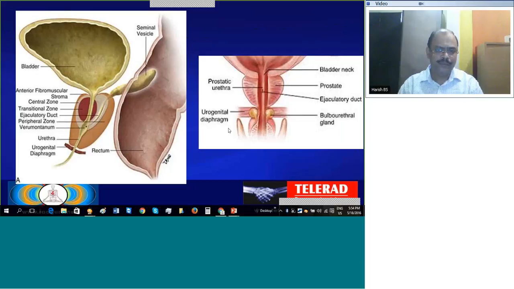So these images demonstrate the anatomic relationships of the prostate gland. Superiorly, we have the prostate, wherein the base of the inverted pyramid, that is the prostate, is towards the urinary bladder. Then posteriorly, we have the rectum, and superolaterally, we have the seminal vesicles on either side, and inferiorly, we have the urogenital diaphragm. So the ejaculatory ducts open into the prostatic part of the urethra.